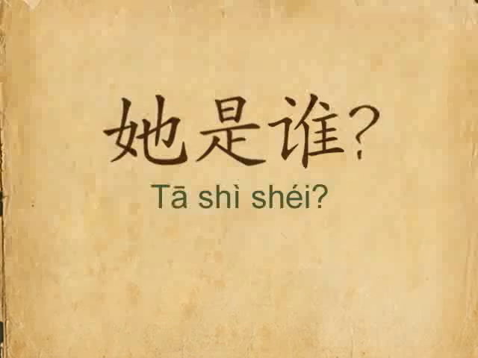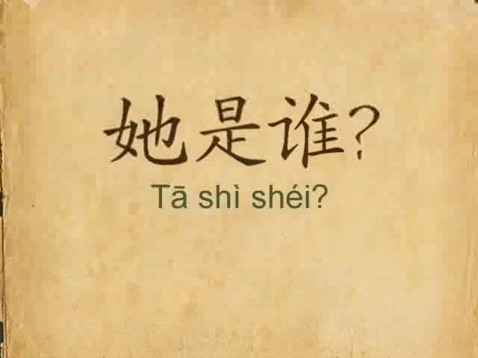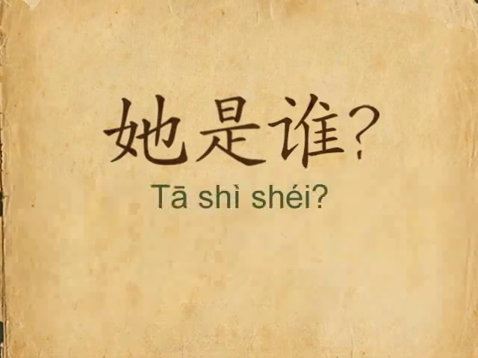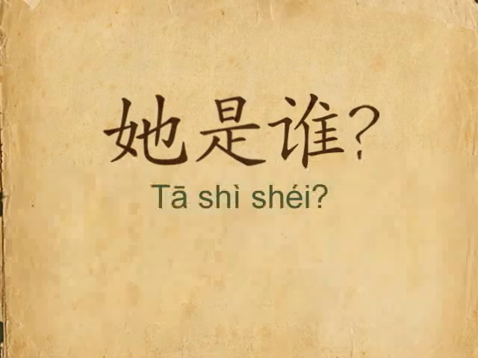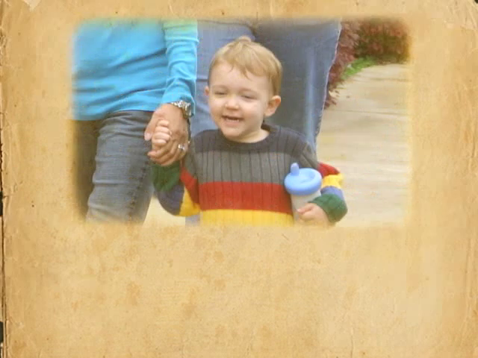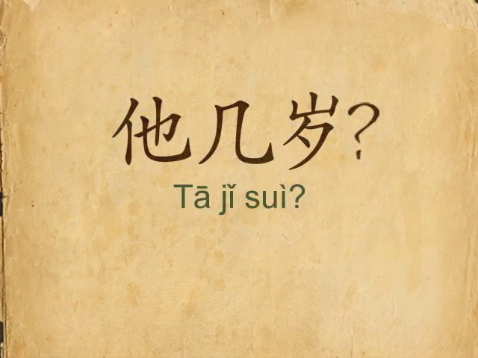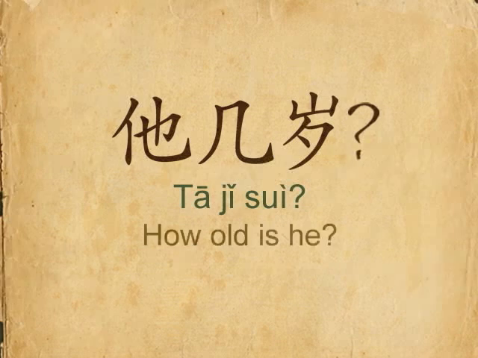Say 她是谁 after me. 她是谁? 好。Now look at the little boy next to 林老师。Listen. 她几岁?她几岁? What do you think this means? Make a guess. 她几岁?她几岁 means how old is he?